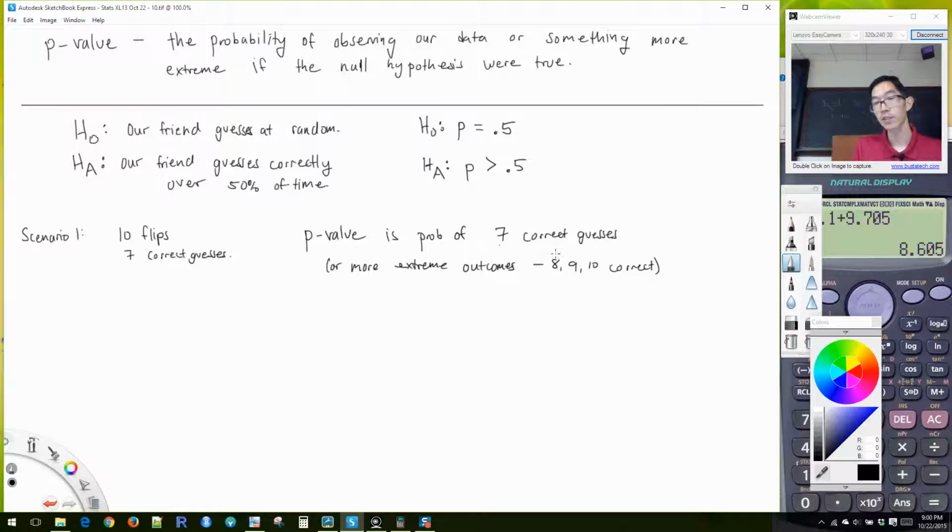Because if 7 were enough to convince us, then 8, 9, and 10 would certainly be enough to convince us also, right? So the p-value is the probability of our data, 7 correct guesses, or something more extreme if the null hypothesis were true. So if the probability of a correct guess is 0.5, can we calculate this probability? Do we know how to do this?